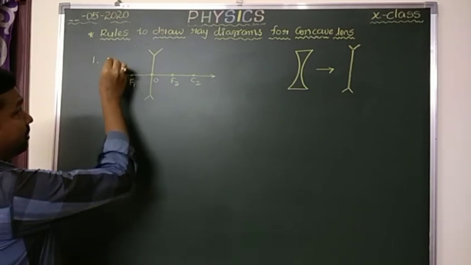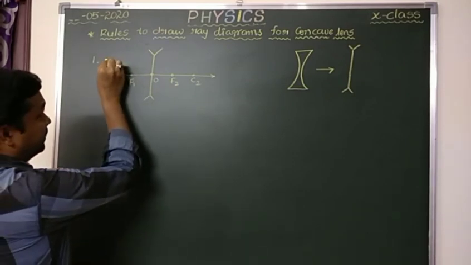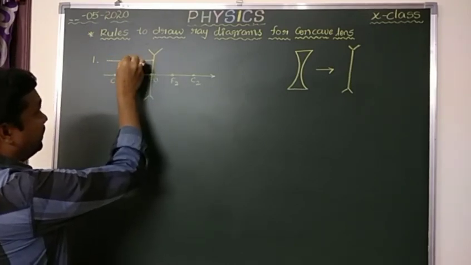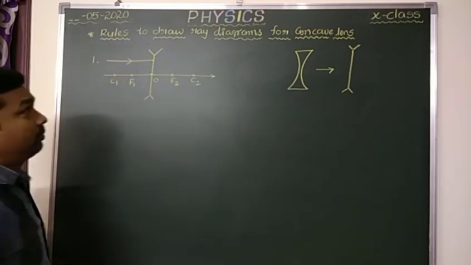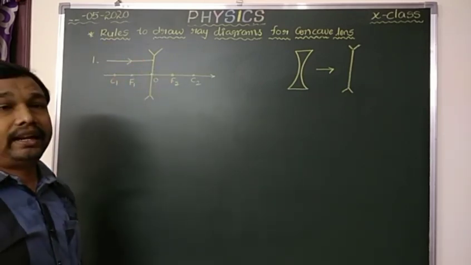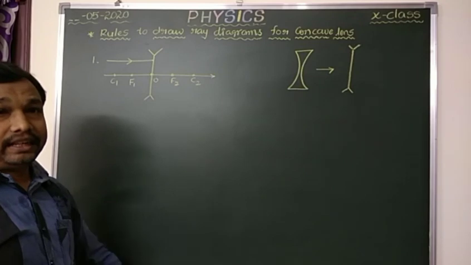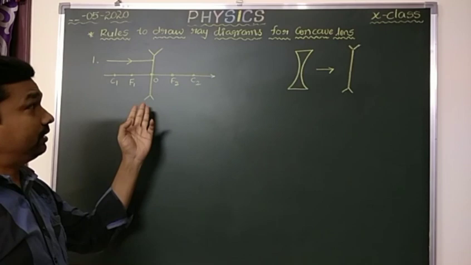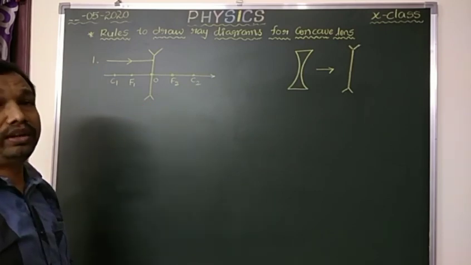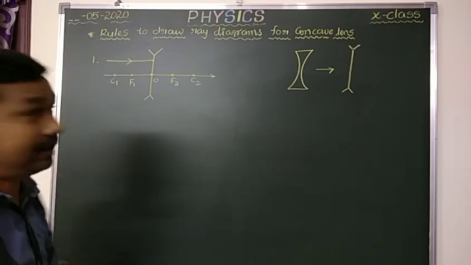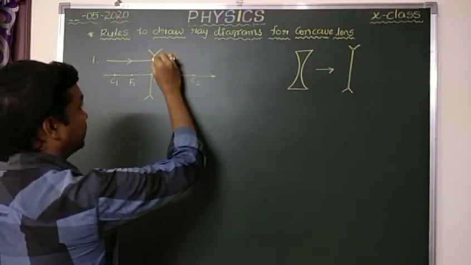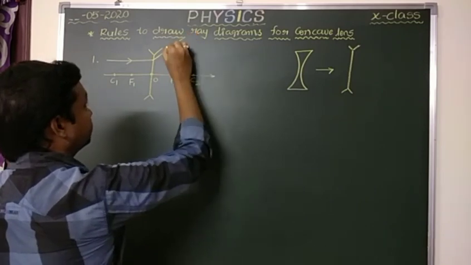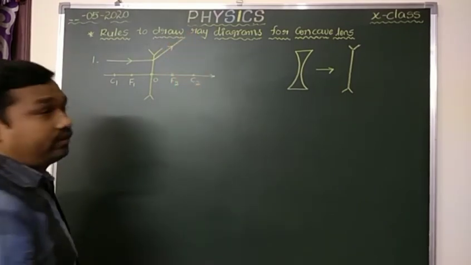If a light ray coming from infinity, represented like this, is incident on the lens, what happens to the light ray? When a light ray coming from infinity is incident on the lens, it gets refracted. What will the concave lens do? The concave lens will diverge the light ray when it is incident on the lens. This is the diverging light ray. It diverges like this after incidence.